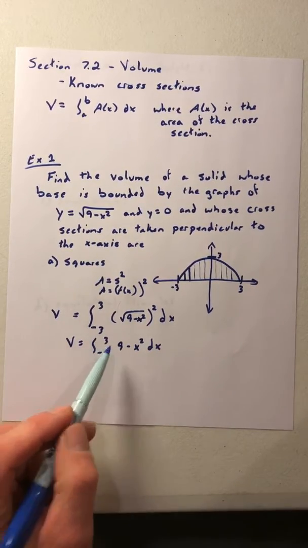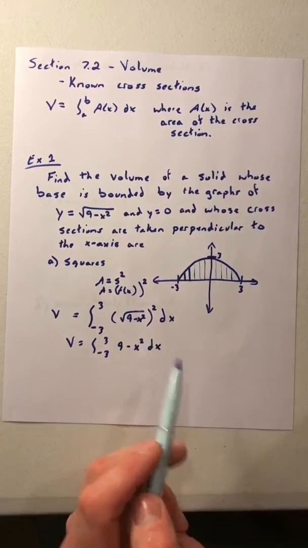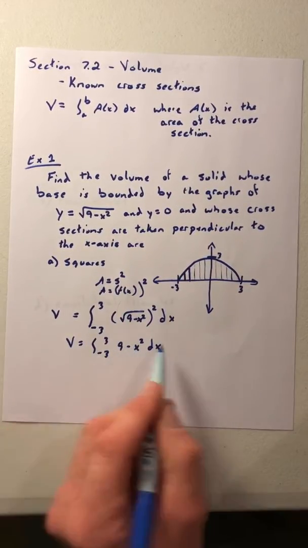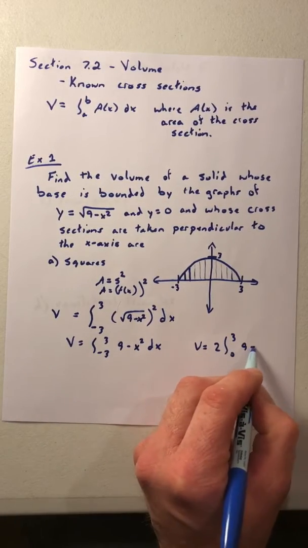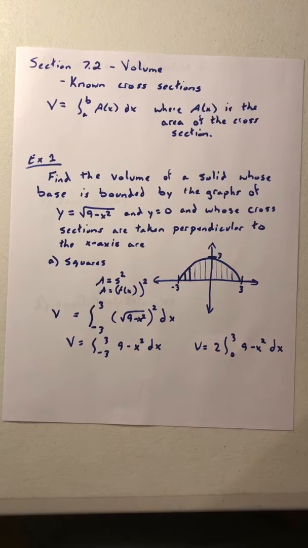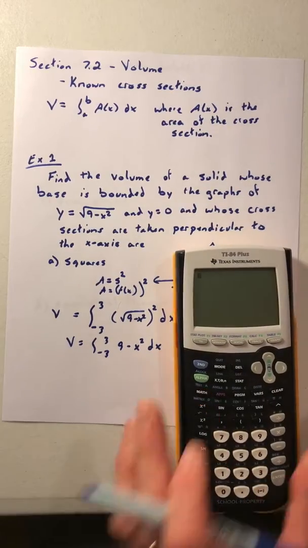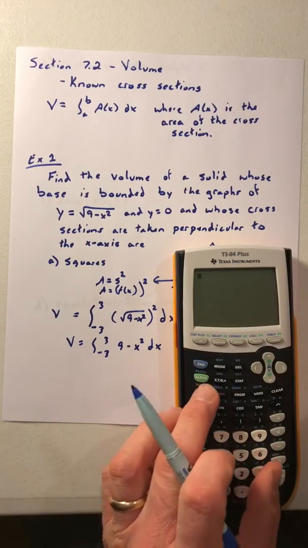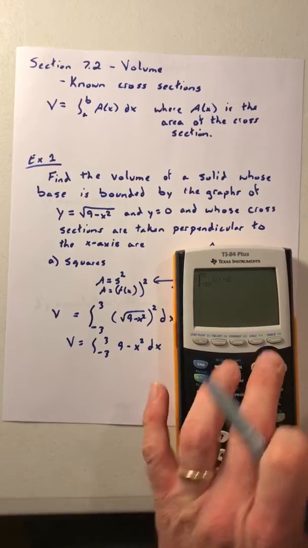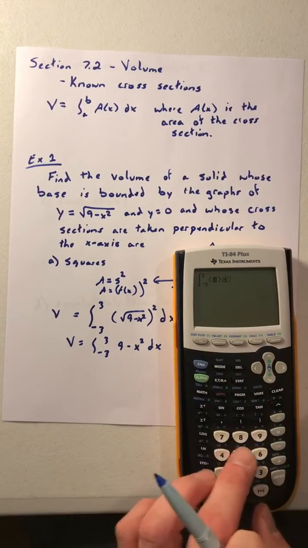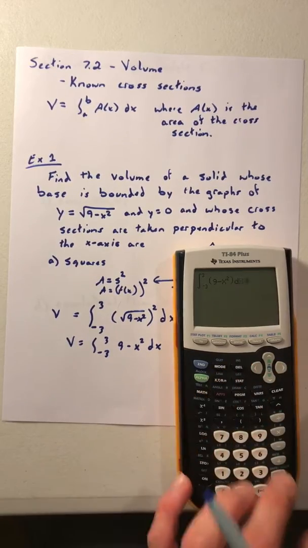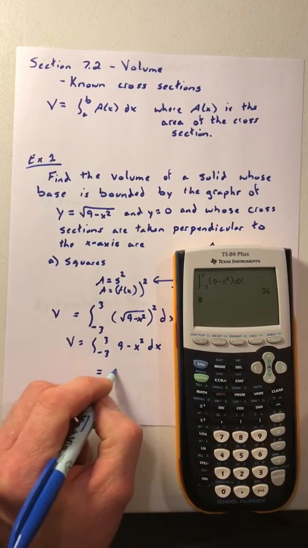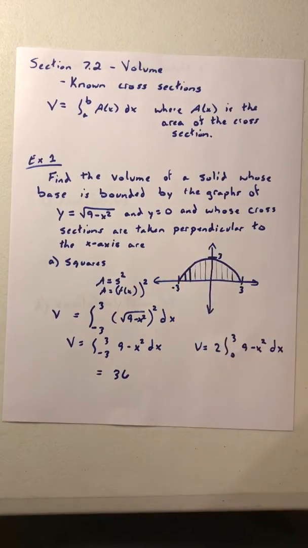Now again, we could see that this is an even function, hopefully. And since that's an even function, we could take this as the volume of 2 times the integral from 0 to 3 of 9 minus x squared dx. But again, since we have a calculator, it's not going to matter a whole lot which one of those we do. So in this case, we're going to integrate, using math 9, from -3 to 3 of 9 minus x squared dx. Go and get that calculation, and we end up with a nice clean answer of 36.